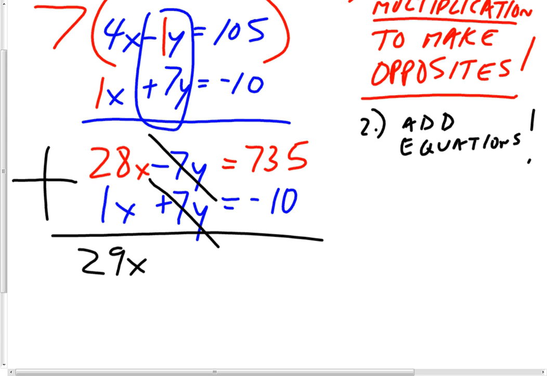What's the title of this procedure? You just eliminated the whole middle. We chose it because I just decided to do y's. I could have easily done the x's. What's over here? 735 minus 10.